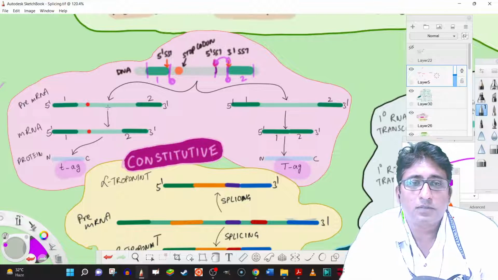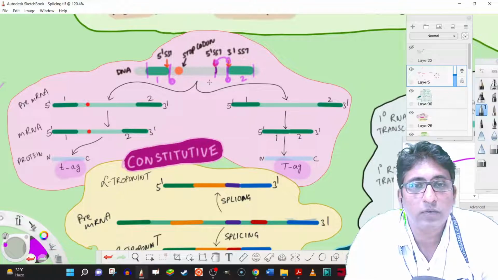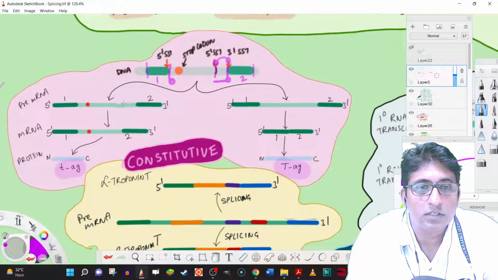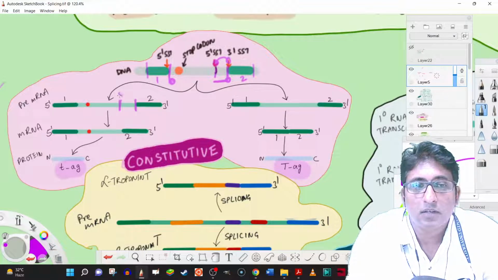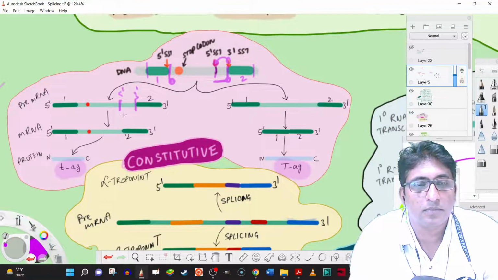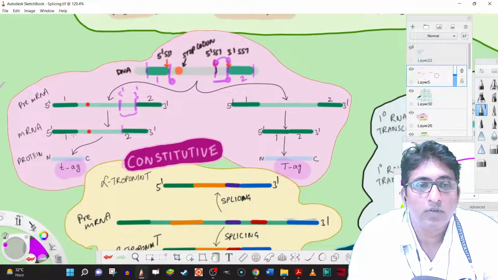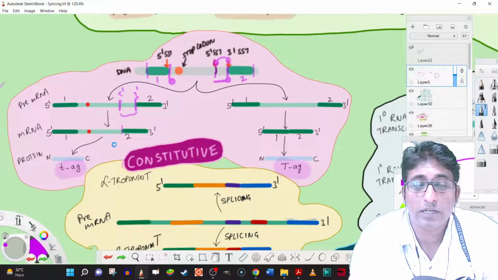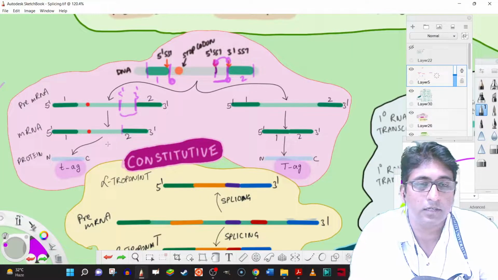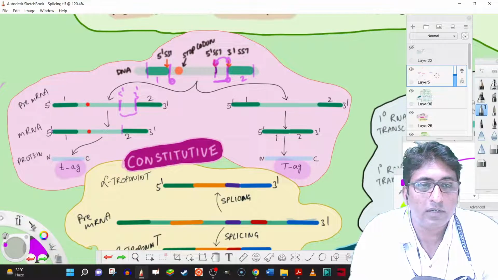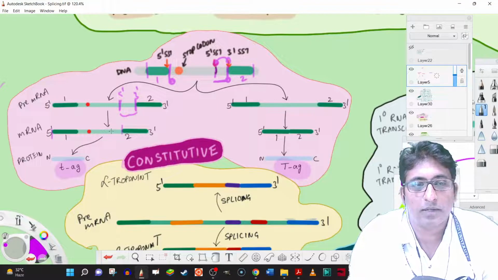If splicing occurred between these two regions, you would have the 5' and 3' splice sites. And if splicing occurred between these two, we would have this much of the intron retained. So we would call that the whole exon extended type.